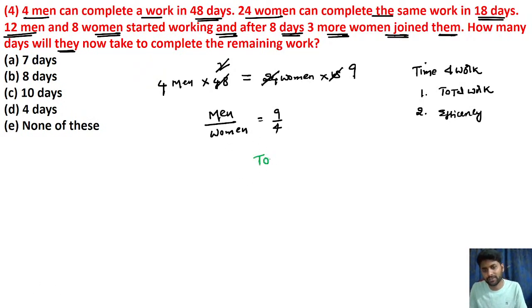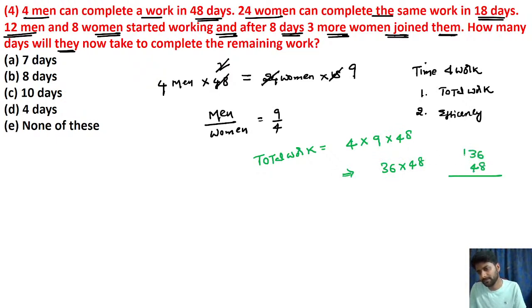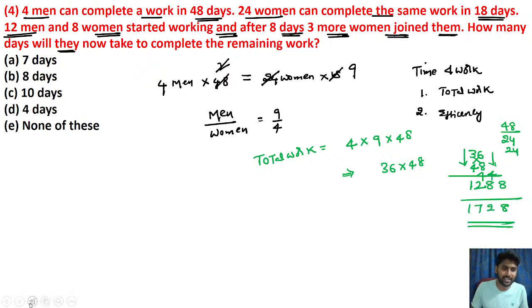So you can take one of the equations to identify the total work. What is the total work here? 4 into, what is the men's efficiency? 9 units. They completed it in 48 days. Now the total value is 36 into 48. And you already know how you can multiply 2-digit numbers. 3 fours are 12. Just cross multiply them. 8 threes are 24, 6 twos are 24, the sum becomes 48. You can take 8 and 4 carry forward. And 6 eights are 48, 8 and 4 carry forward. So 8, 2, 7, 1. So the total work is 1728 units.